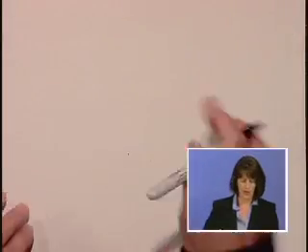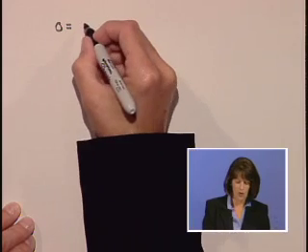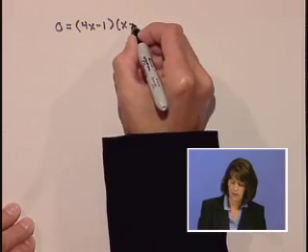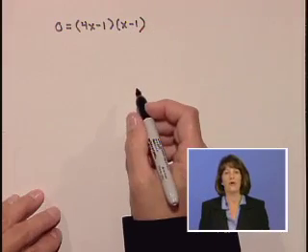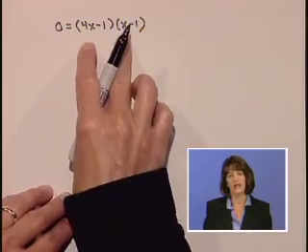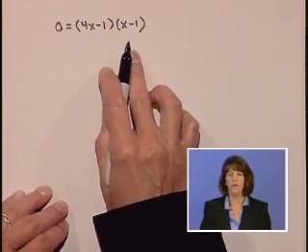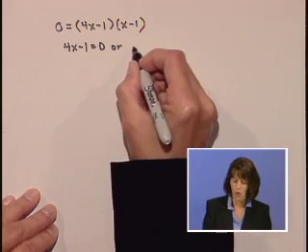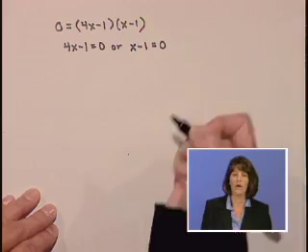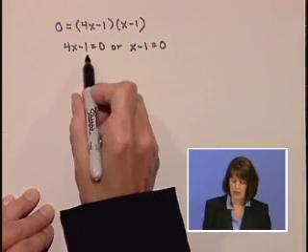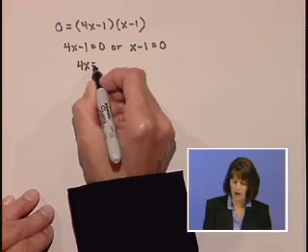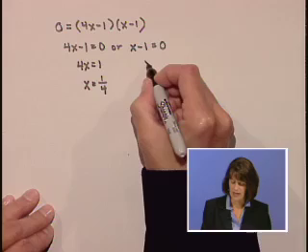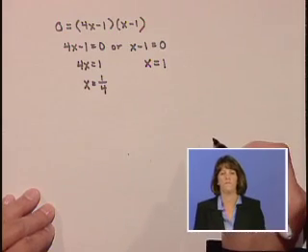So at this point, we've got the equation 0 is equal to the quantity 4x minus 1 times x minus 1. And now we'll use our zero factor property. If we multiply these two together to get 0, then one or the other is 0, or both. So 4x minus 1 is 0, or x minus 1 is 0. Solving each linear piece, adding 1 to both sides, gives 4x equal 1, or x is equal to 1/4. On the right-hand side, we've got an option of x equal 1.